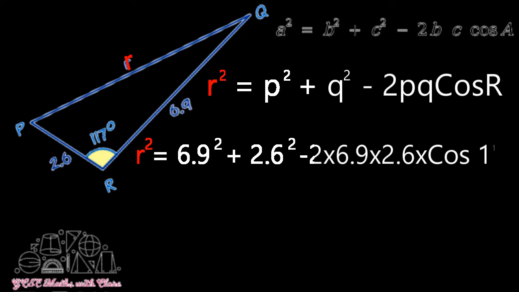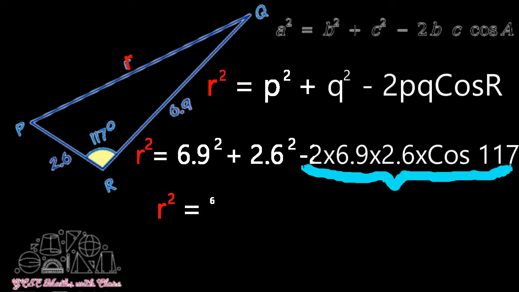Now most people make a mistake here in solving. What I would recommend you do is solve the last part first, the part which corresponds to 2bc cos a. So in this case, I'm going to work out 2 times 6.9 times 2.6 times cos 117. Now if I put this in my calculator, I'll get that this equals negative 16.289, etc.